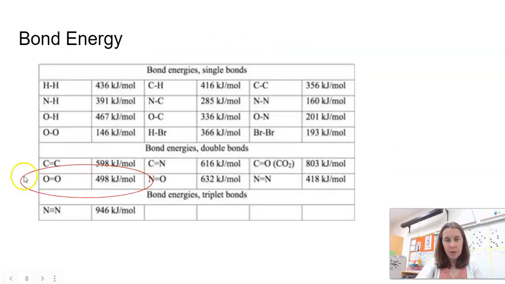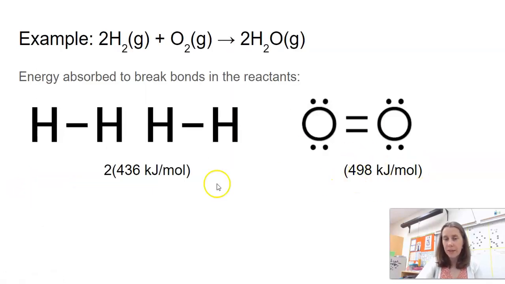And then if we do the same thing for oxygen, it's 498 for one OO double bond, okay? So 498 there. Add those values together and you get 1,370 kilojoules per mole to break the two HH bonds and the OO double bond.